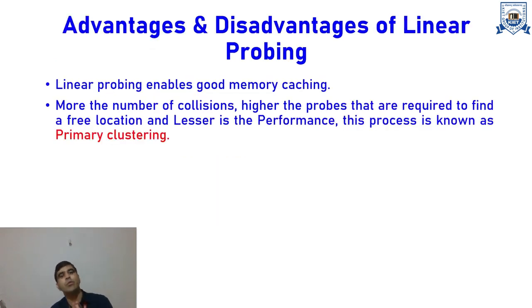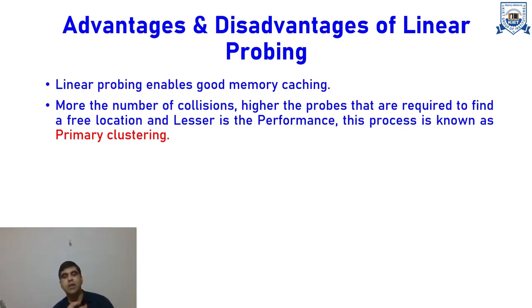Advantage: linear probing enables good memory caching. The disadvantage is that the more collisions there are, the more probes are required to find a free location, and the lower the performance. We are looking for performance equal to order of 1. If the number of collisions is more, then the number of probes required is more, right? This problem is known as primary clustering.